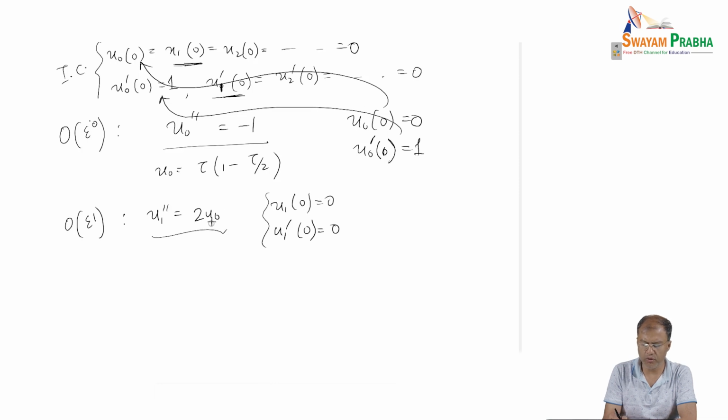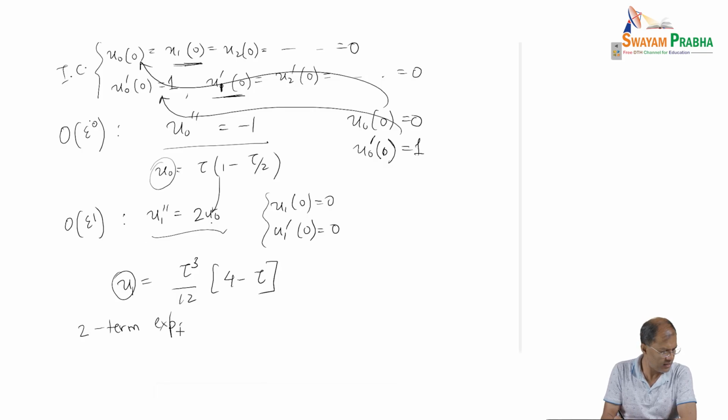We already know what u naught is. We can plug it on the right hand side. We see that u1 is tau cube by 12 times 4 minus tau, and we see that the two term expansion this time will be involving u naught and u1, the two term expansion.